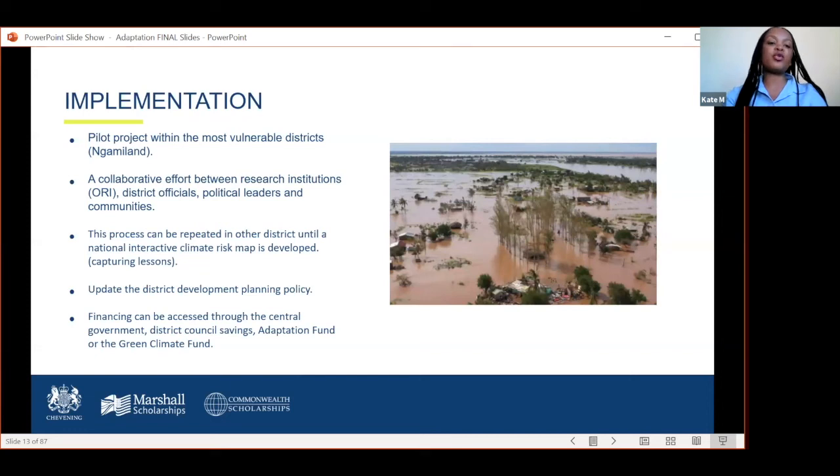The process can then be repeated in other districts until a national interactive climate risk map is developed. Because we don't want this to be a once-off tool, we are going to propose that development planning policies in districts be updated to include this tool. Where are we going to get the finance? Finance can be accessed through the central government, through district council savings, and money can also be applied for from the Adaptation Fund and from the Green Climate Fund. We thank you.